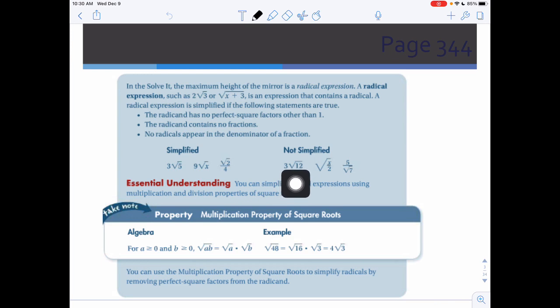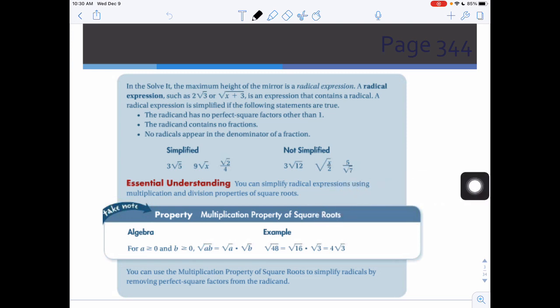3 times the radical 12. 12 has a perfect square factor of 4 because 12 is 4 times 3, so this is not simplified. Square root of x over 2, you can't have a fraction under the radical. And 5 over the radical 7. You cannot have the radical in the denominator.